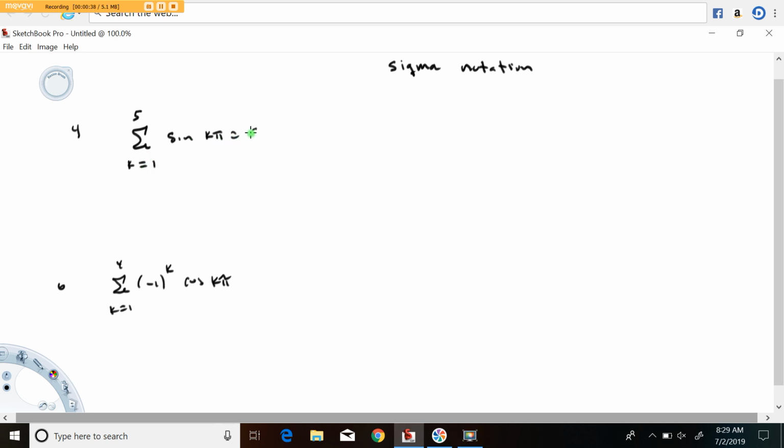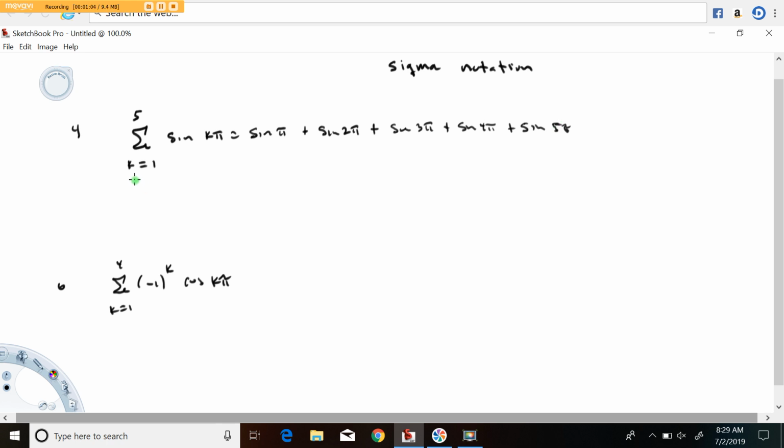So I'm going to write this out. Sine of 1 times pi, plus, because again, this means sum. Then k goes to 2, so the next term is going to read sine of 2 pi. Again, this means sum, so plus, k goes to 3, sine of 3 pi. And I'm going to keep going with this: sine of 4 pi plus sine of 5 pi.